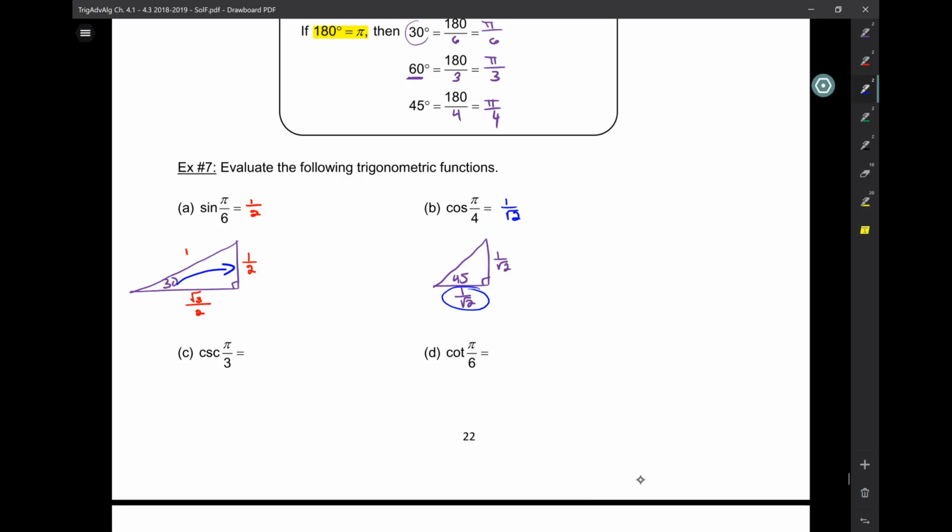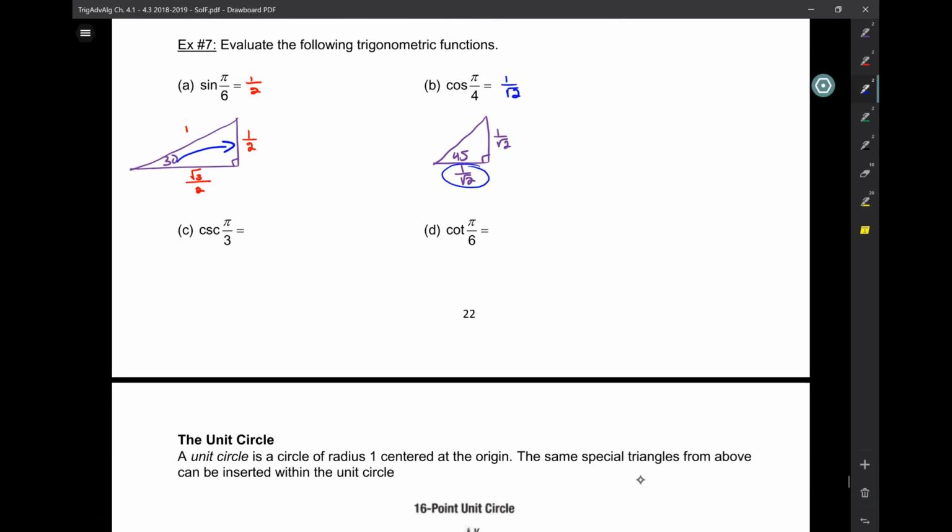Cosecant of pi over 3. Is pi over 3 the 30 or the 60? 60. How do you know that? Because pi is 180, and 180 over 3 is 60. So now, with the 60, this side is root 3 over 2 and 1/2.